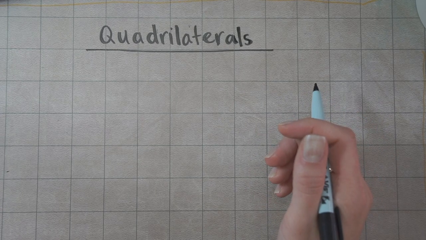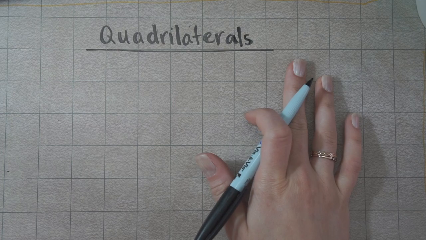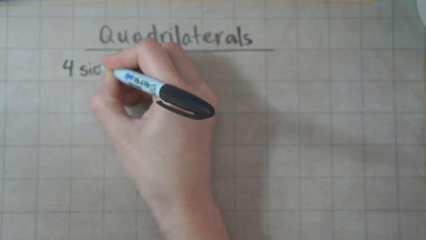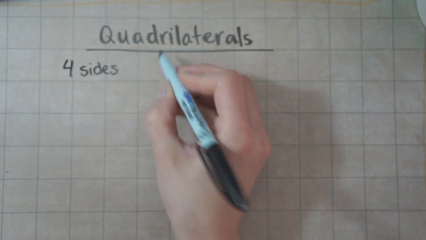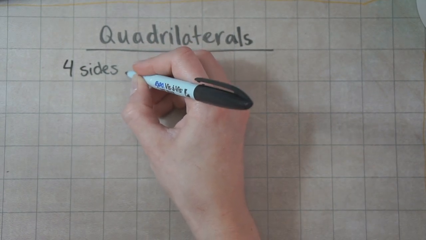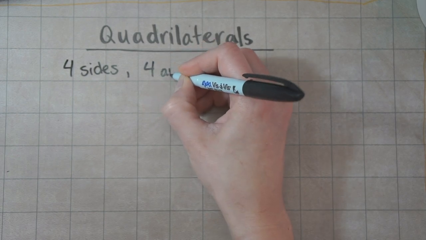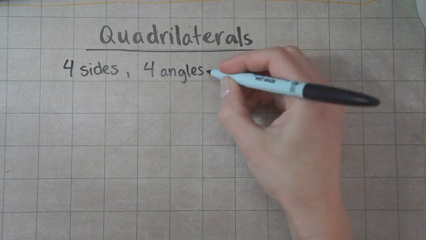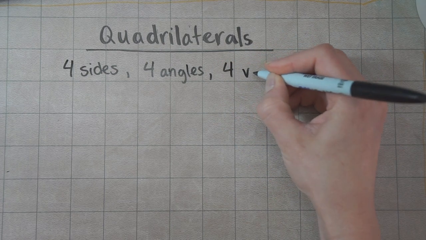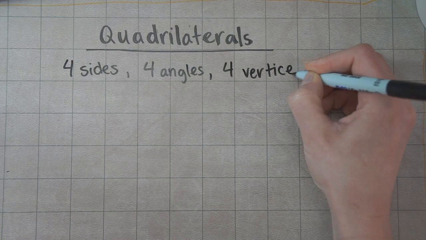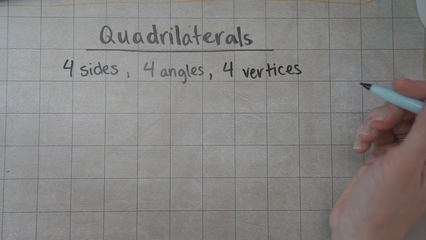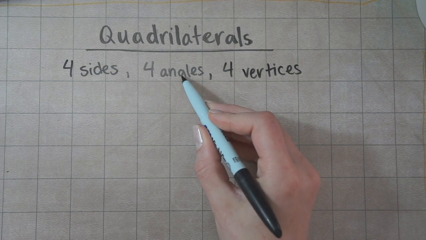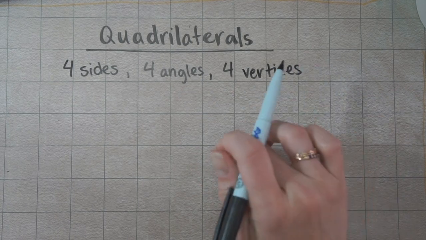All right, so the quadrilaterals. We already learned that quadrilaterals have 4 sides. That's where that quad part is. They also have 4 angles, which is where you measure inside the corner, and they have 4 vertices. Vertices is a fancy math word for corners. The corner points, the outside point. The angle is the inside of the corner, and the vertices are the point on the outside.